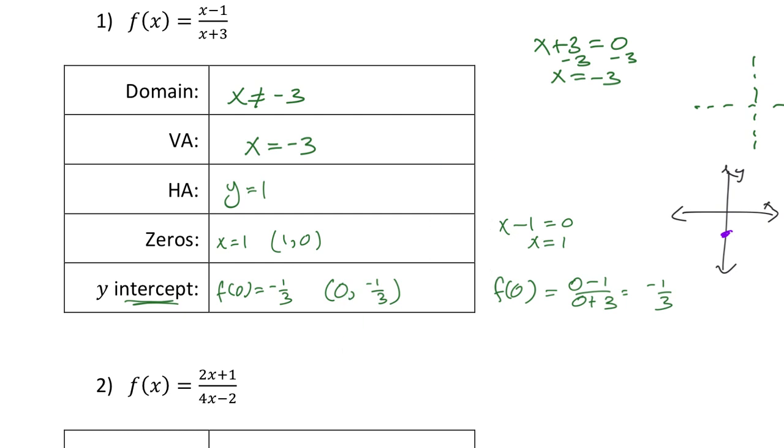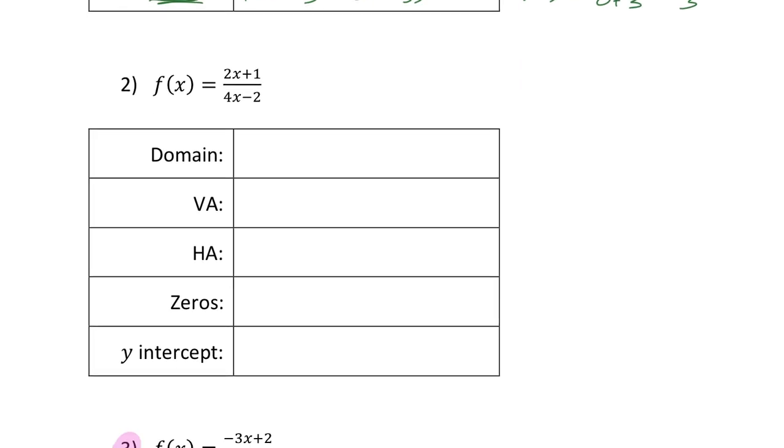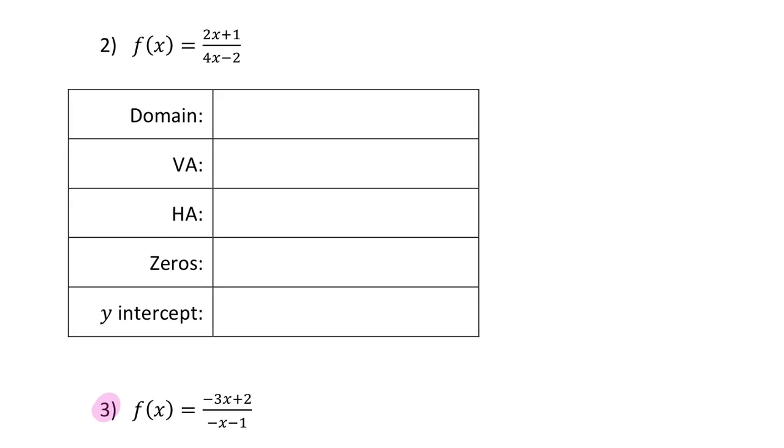Let's see number 2 here. So again, let's start with the domain. Domain, I'm taking again my denominator. So 4x minus 2 equals 0. So 4x equals 2, divided by 4, I get that x equals 1/2. So that means that the domain is x cannot equal 1/2. Vertical asymptote where x equals 1/2.